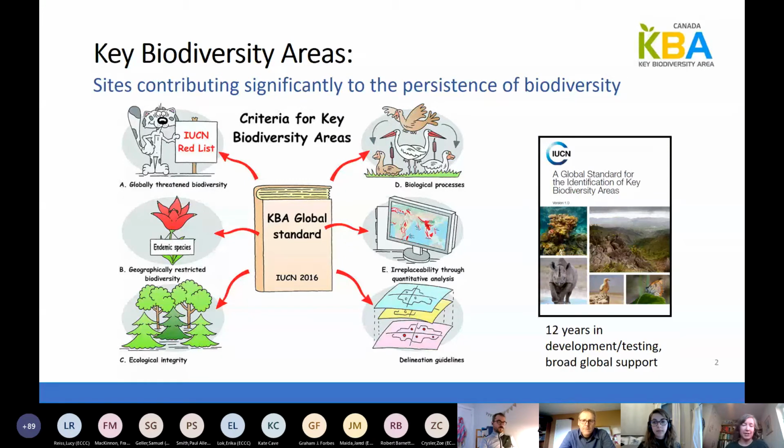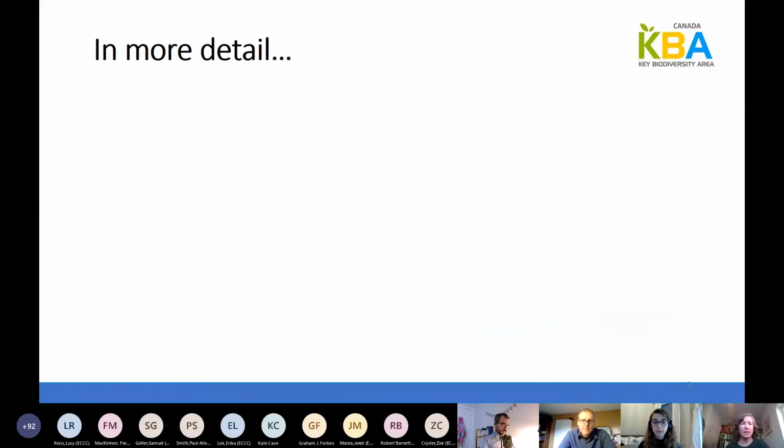E is trying to capture sites that are irreplaceable through quantitative analysis. That is one where the methods also haven't been developed to the fullest extent, so we're not using that one right now. And then the last cartoon on the bottom right is to note that the KBA standard, a small booklet that lays out what the criteria and thresholds are and what they can apply to, is accompanied by a very thick book on guidelines of how to apply the global standard.